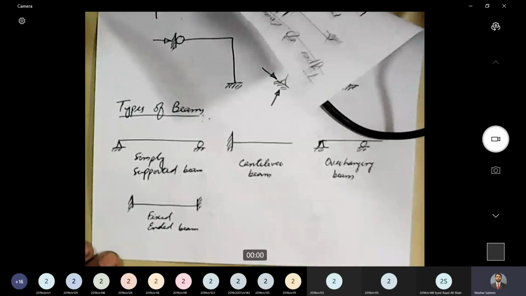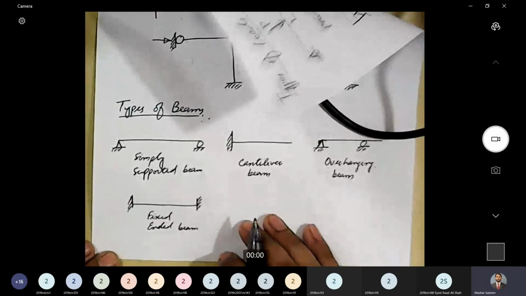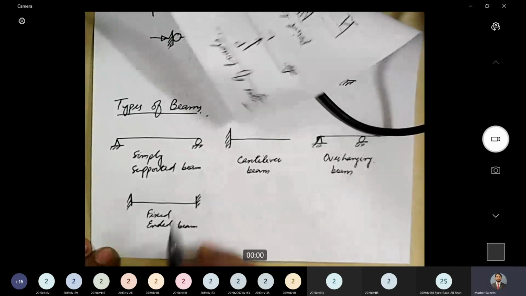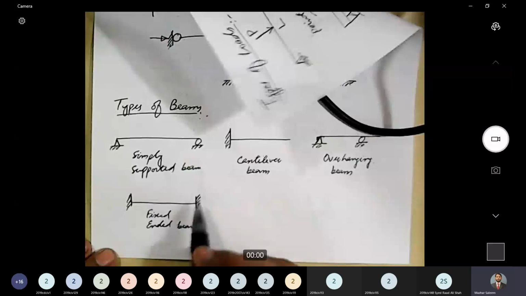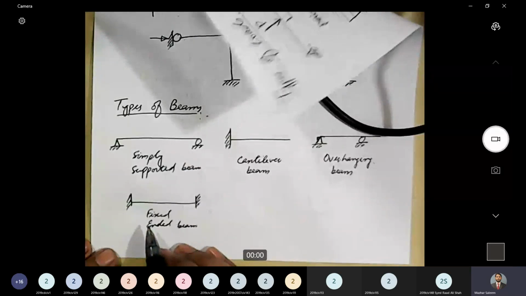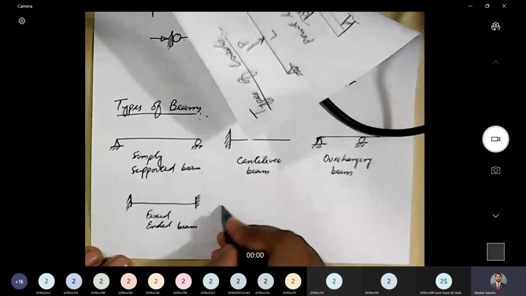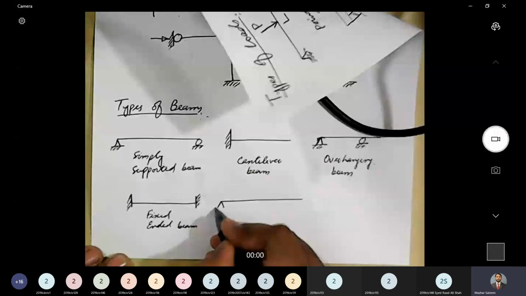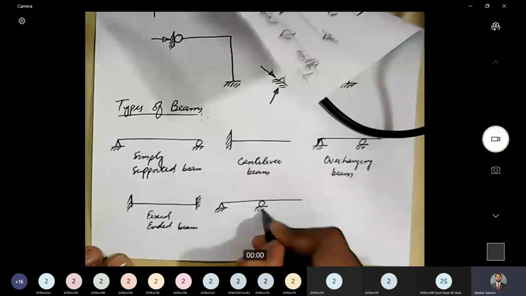Ended beam. So the next type of beam is the fixed ended beam. A fixed ended beam has two fixed supports. Okay. The next type is a continuous beam. A continuous beam has more than one span.